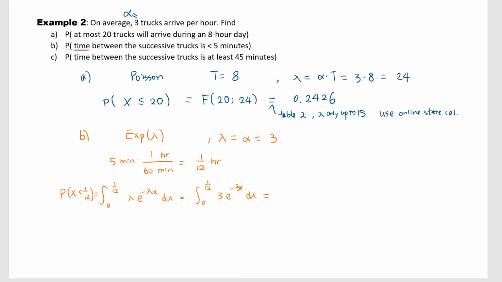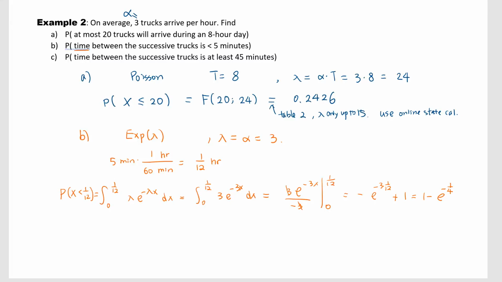How do we integrate that? We have e to the negative 3x, and the 3 here we divide by negative 3, and then we evaluate from 0 to 1/12. The 3 cancels. We plug in 1/12 first, so we have minus e to the negative 3 times 1/12. Minus negative becomes positive. Then we plug in 0, and e to the 0 is 1. So our answer is 1 minus e to the negative 3/12, which is 1/4.